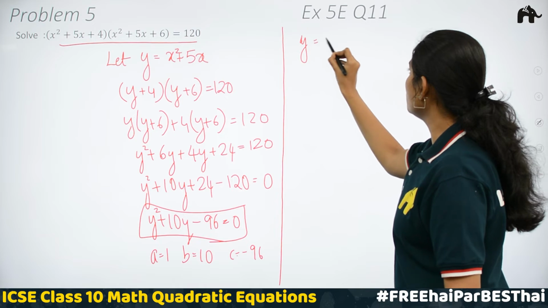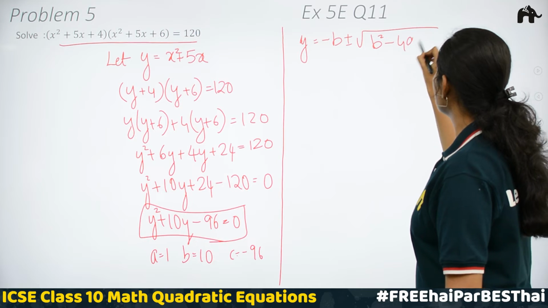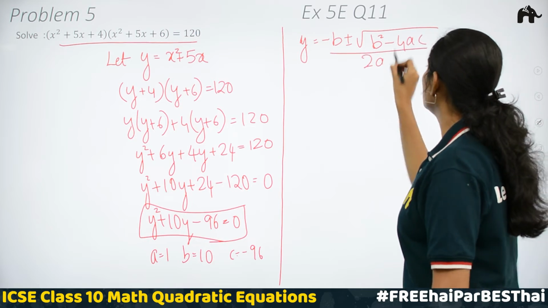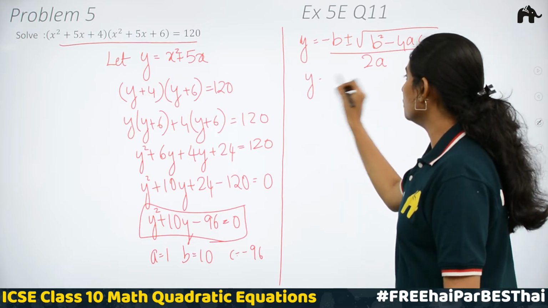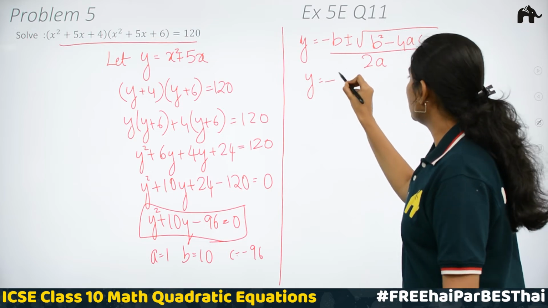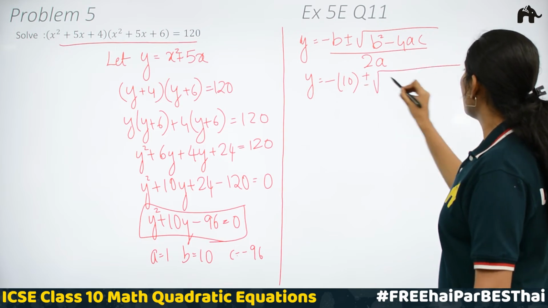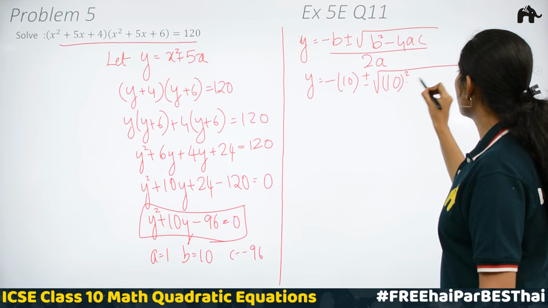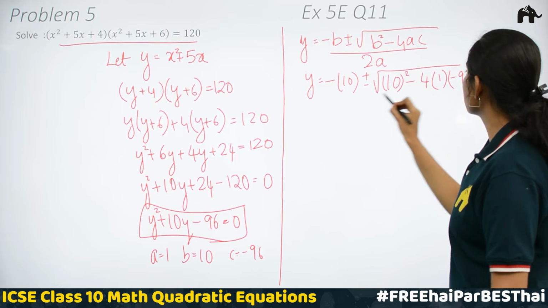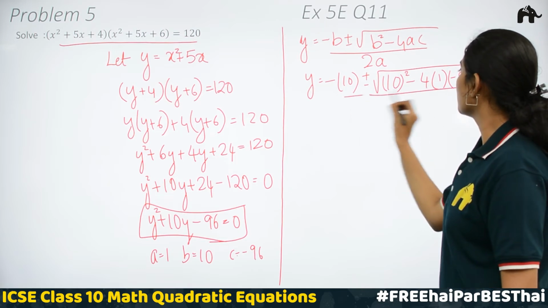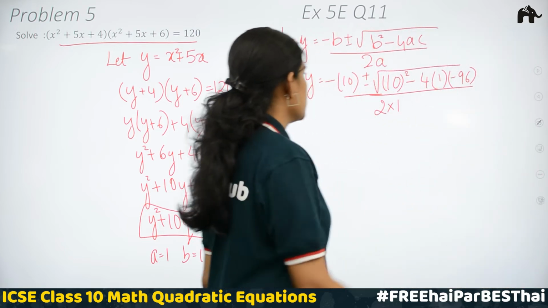y = (−b ± √(b² − 4ac)) / 2a. Substitute the values. y = (−10 ± √(10² − 4 × 1 × (−96))) / (2 × 1). Just the calculation part is remaining.